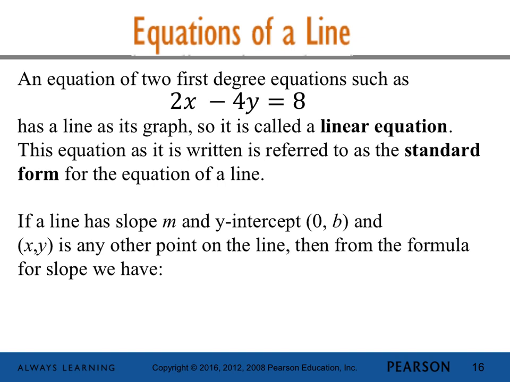Now we need to talk some more about the equation of a line. An equation of two first-degree variables, that should say variables, not equations, such as 2x minus 4y equals 8, has a line as its graph, and so it's called a linear equation. The equation as it's written here is referred to as the standard form for the equation of a line.